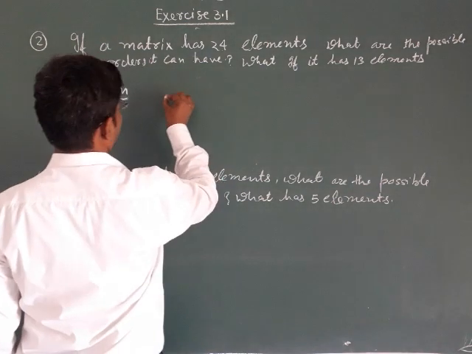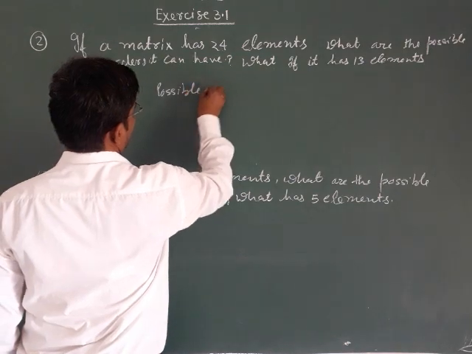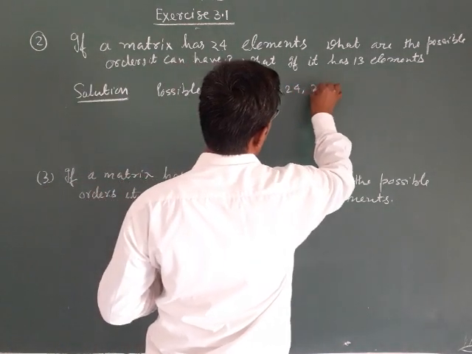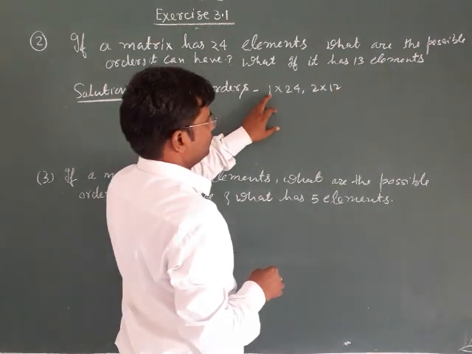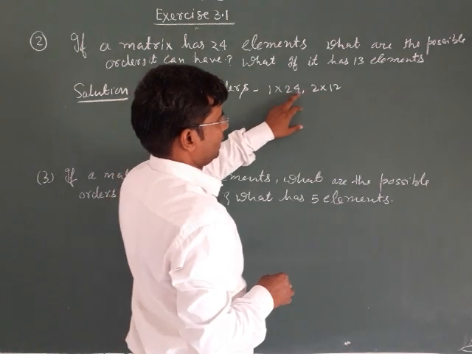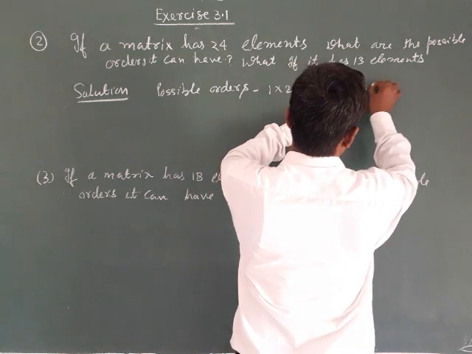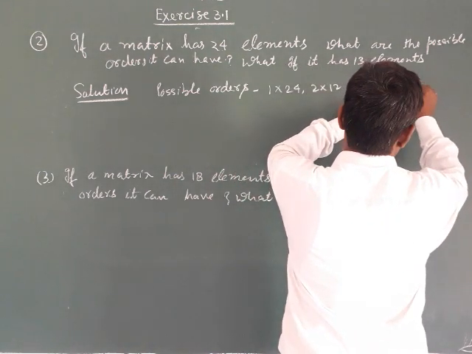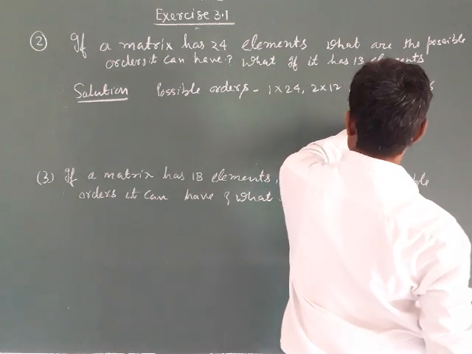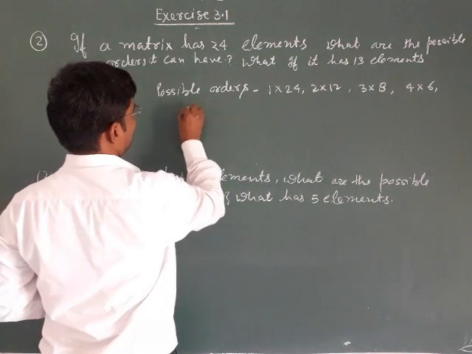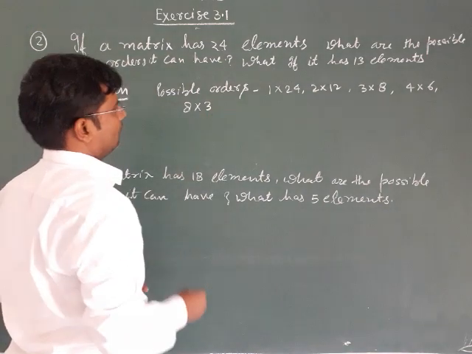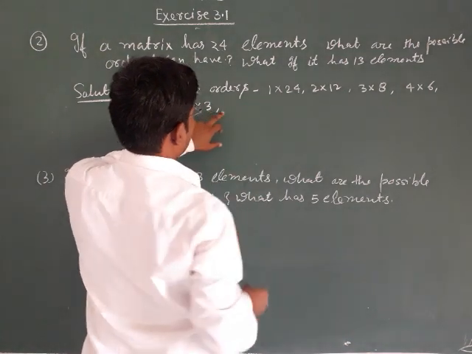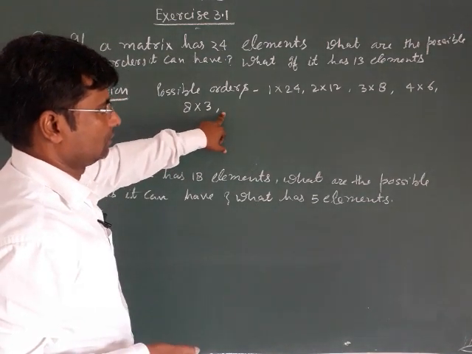Possible orders: 1 into 24, 2 into 12, that is, 1 row and 24 columns, or 2 rows and 12 columns, or 3 rows and 8 columns, or 4 rows and 6 columns, or 8 rows and 3 columns. 9 is not possible, 10 is not possible.